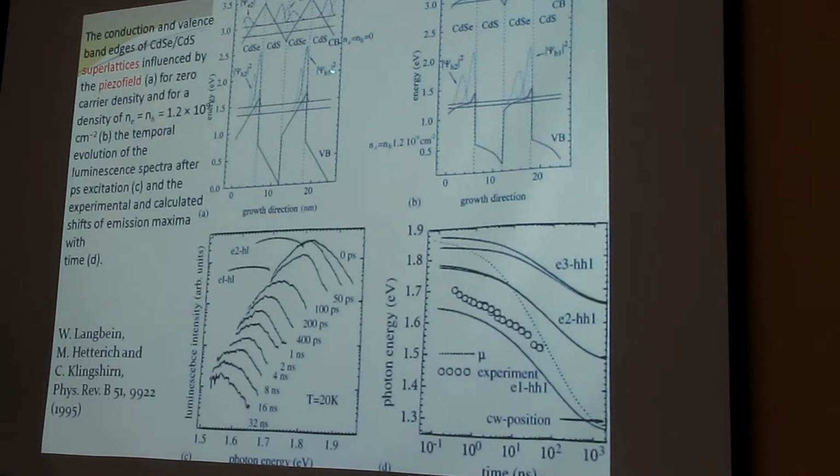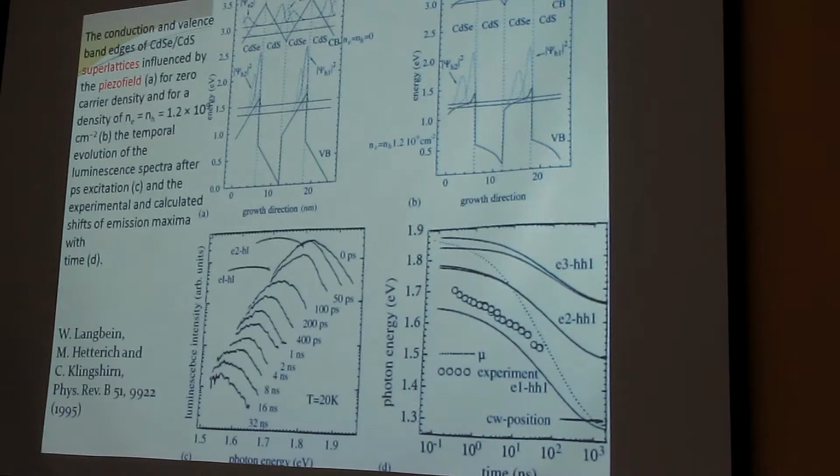And this means you have the quantized hole levels here. This is the envelope of the wave function. And for the electrons you have the opposite behavior, so you have the electrons confined here. So in a certain sense you have a spatially indirect transition.